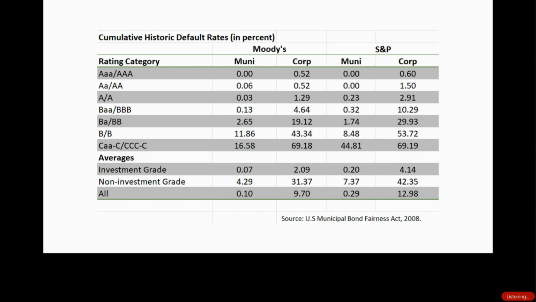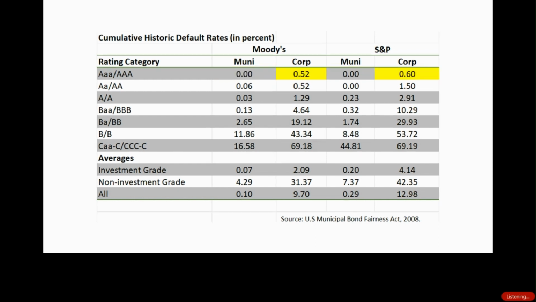So that number up there is how many of them actually defaulted based off a percent. As we look at the very top, the triple A rating from Moody's, if you are a municipal government, both Moody's and the S&P, if you had that rating, there was a 0% chance of you actually going into default. But if you're a corporation, you can see from Moody's it was 0.52%, and for the S&P it was 0.6%. So that's how much risk you can put a number on, how much risk was associated with that rating for both of these organizations.